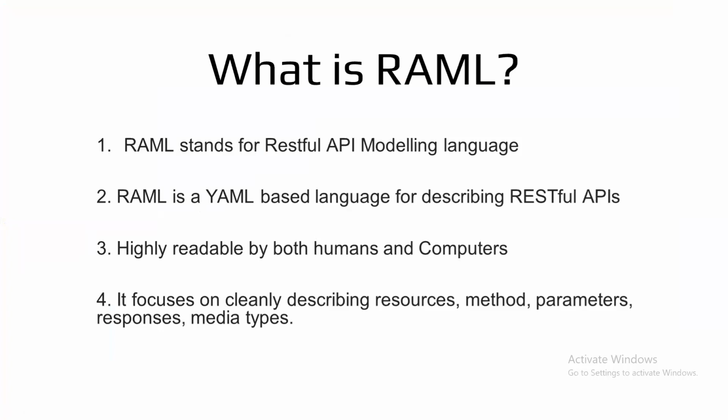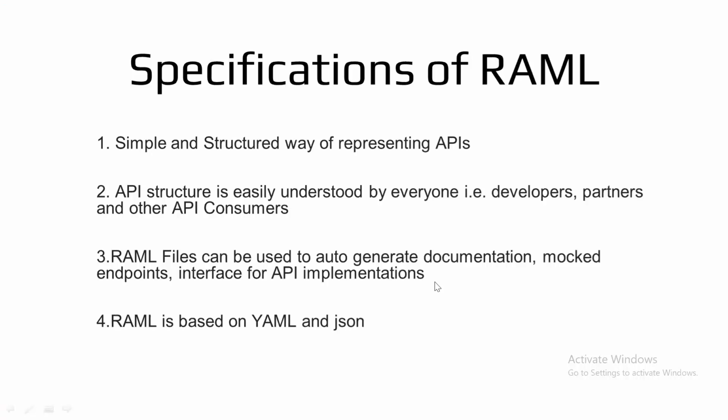This is a YAML based language for describing RESTful APIs. It is highly readable by both humans and computers. It focuses on describing resources, methods, parameters, responses, and media types, which are included in the RAML. And these are the main content of the RAML. So let's see the specifications of the RAML.